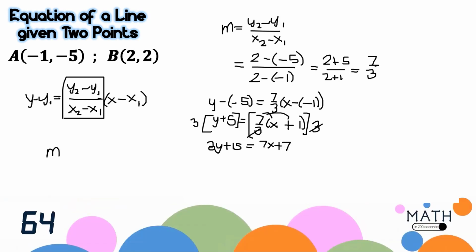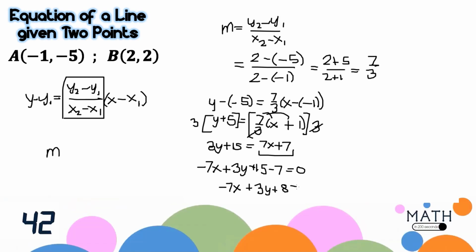7. Now, on general form, moving all these terms on the other side, you will have negative 7x plus 3y plus 15, and you have minus 7 here, which will give you a general form of minus 7x plus 3y plus 8 equal to 0. This is the general form of the given points.